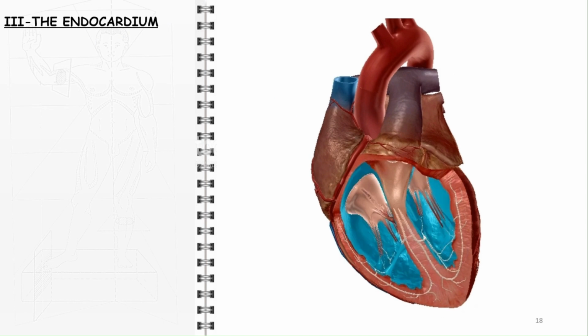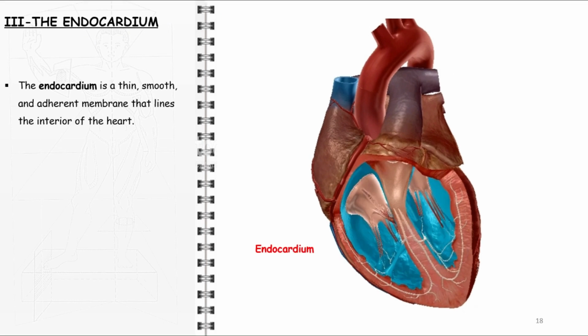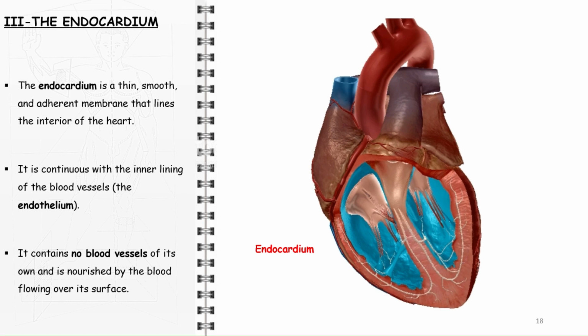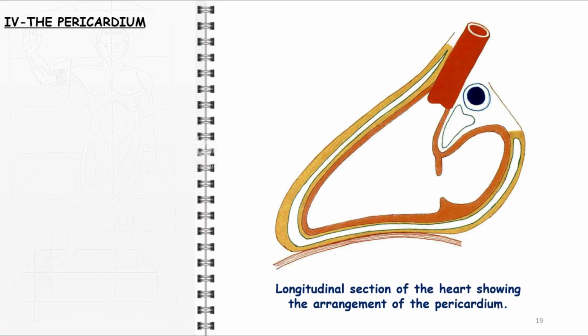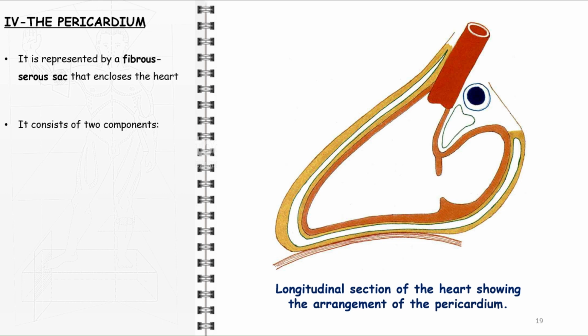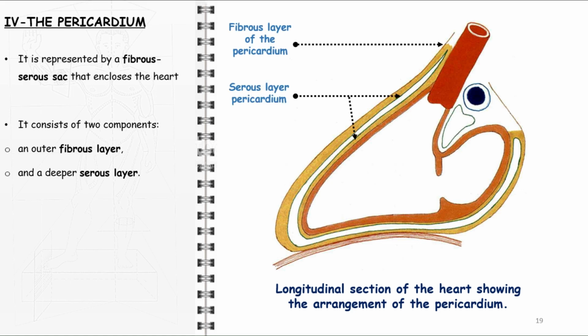Let's talk now about the endocardium. The endocardium is a thin, smooth, and adherent membrane that lines the interior of the heart. It is continuous with the inner lining of the blood vessels, that is the endothelium. It contains no blood vessels of its own and is nourished by the blood flowing over its surface. And finally, the pericardium. It is represented by a fibrous serous sac that encloses the heart. It consists of two components: an outer fibrous layer and a deeper serous layer.